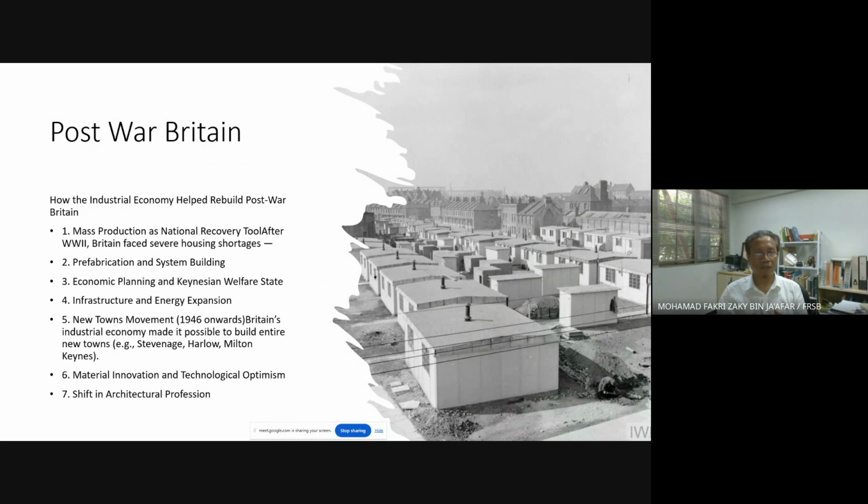Now instead of designing to express the client's status and requirements, the architect has to balance, to coordinate, to be the integrator of the need for quick and fast housing, the need of the capitalists, and the need of the new planning requirements. So architects become almost involved in social engineering of the society.